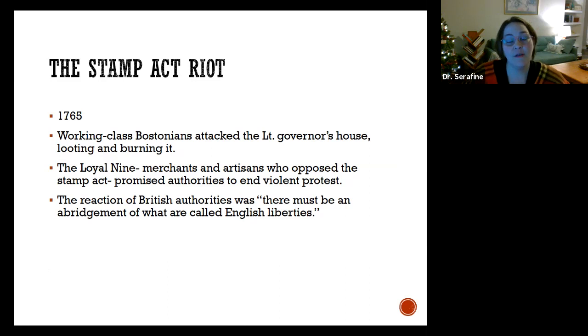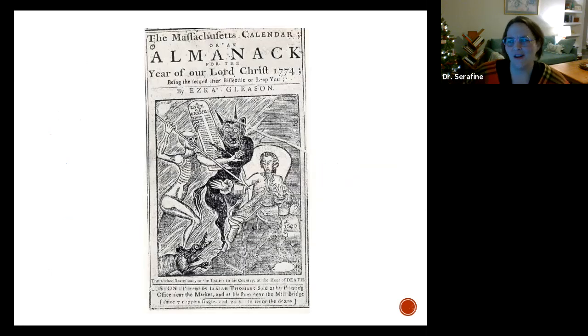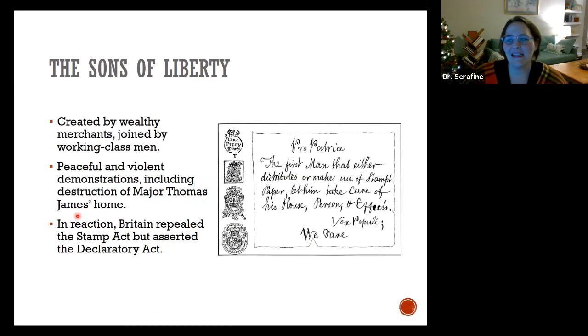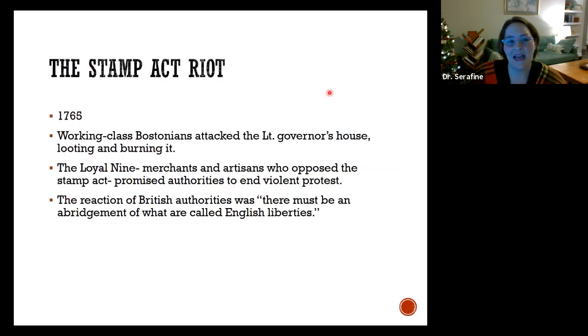Probably the most important of those riots that erupt is the Stamp Act riot. Working class Bostonians attack the lieutenant governor's house after all of this rhetoric that the governor and the lieutenant governor are in league with Satan. Look, the devil has come for him with his list of crimes. This is the governor of Massachusetts here. So after all of this intense rhetoric ramps up, going the wrong direction, this riot where we see Bostonians attacking the lieutenant governor's house, they loot and burn it.